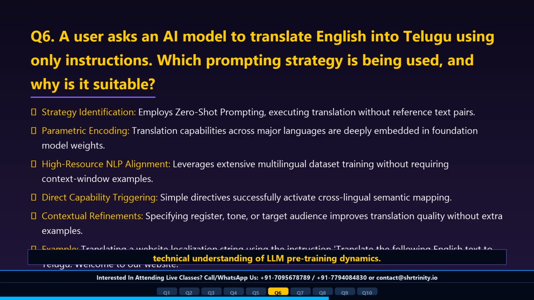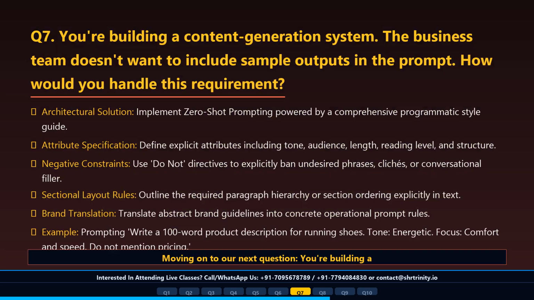Moving on to our next question, you're building a content generation system. The business team doesn't want to include sample outputs in the prompt. How would you handle this requirement? When business constraints prohibit including sample outputs in prompts, the solution is to implement zero-shot prompting backed by an explicit operational style guide. When models lack visual or structural examples to mirror, they need detailed descriptive rules.